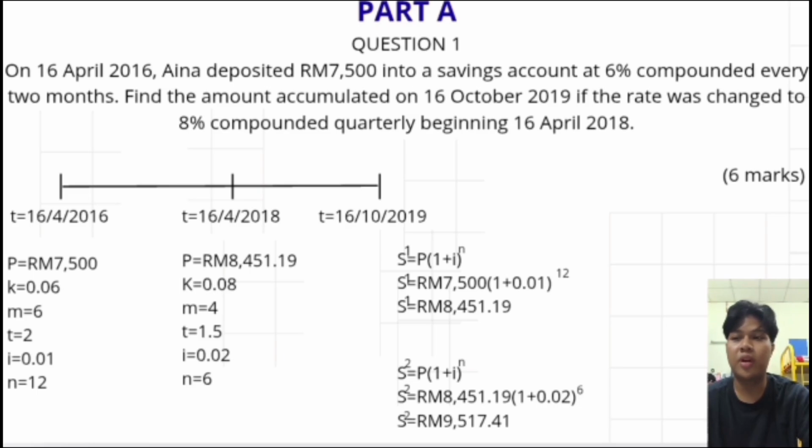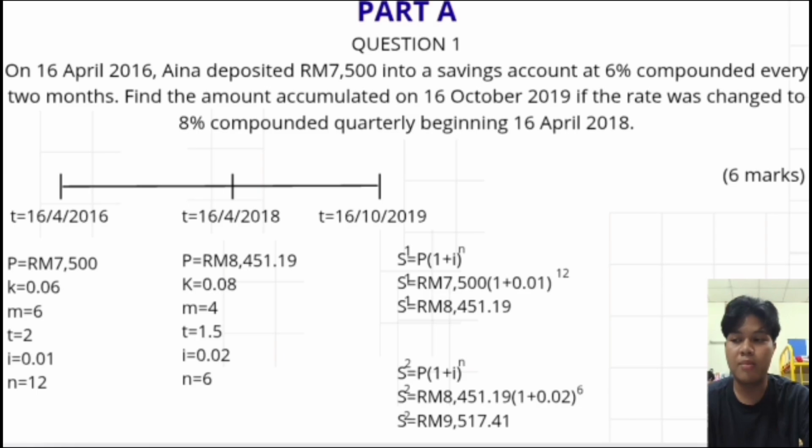First step is we need to find the amount accumulated from 60 April 2060 to 60 April 2080. The principal for the first question is 7,500. K is 6%, equals 0.06. M is compounded every 2 months, which is 6. T is 2. Because of the 2 years gap, I is 0.01.